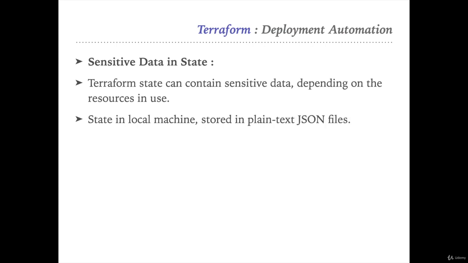State in the local machine is stored in a plain text JSON file. Whenever you are using the local state, all the information present in the state file will be stored in plain text in the JSON format.